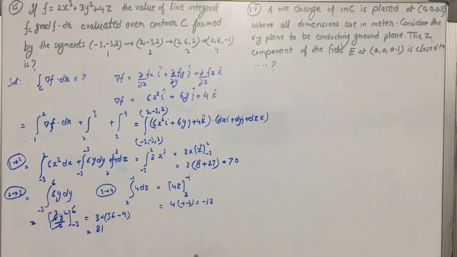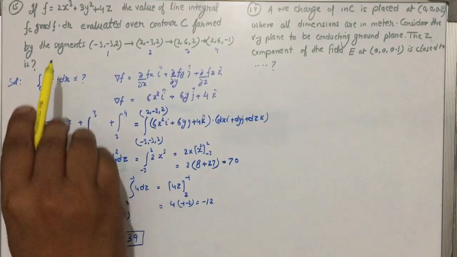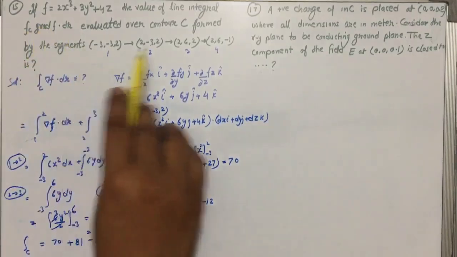So from 1 to 2 the value is 70. For the full contour, it is 70 plus 81 from 2 to 3 and minus 12 from 3 to 4. Including all, it will be 151 minus 12, that is 139. Yes, so it will be 139. It is the final answer if we integrate this for the full closed path from here to here.